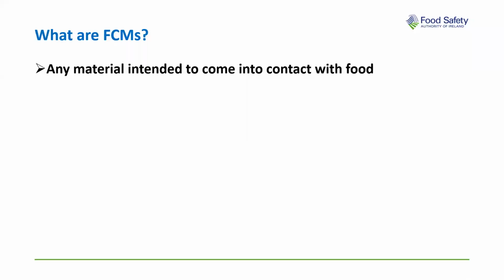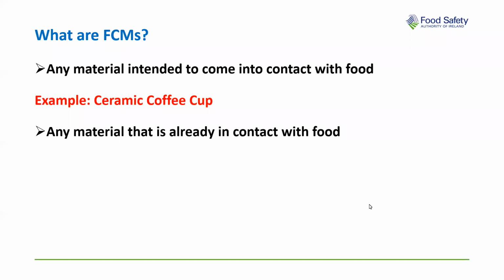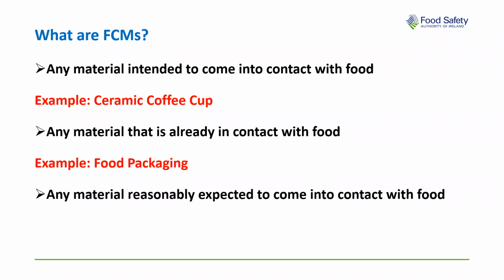Which is intended is any material which is intended to come into contact with food. An example of that will be a ceramic coffee cup, for example. It's any material that is already in contact with food, such as food packaging, and Joe's going to be talking a lot about food packaging in his presentation. And it's any material which is reasonably expected to come into contact with food, such as the disposable coffee cup or a napkin.